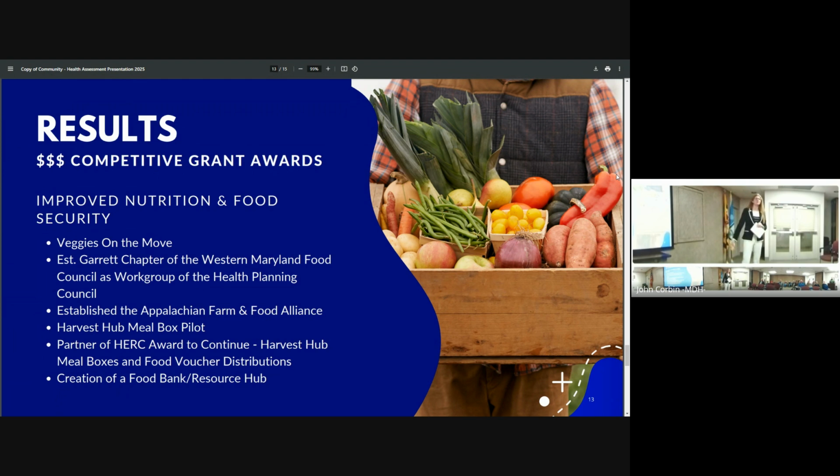And then that leads us to the most recent, which is a creation of a food bank and a resource hub. And that's going to be at 360 West Liberty. That's a partnership with Community Action and Lorena at Maryland Physicians. So this is just one example of one body of work that utilizes the data from the assessment to continue building on and getting grants to address something that our community has said is a pretty big issue.